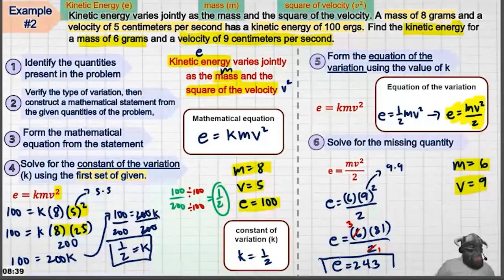Pag may velocity daw ba, palaging may square? Depende. Kapag nilagay lang velocity, V lang yon. Pero kapag sinabi dun sa mismong problem, square of velocity, V squared talaga siya. Lalagyan mo ng square. Depende sa statement dun sa problem. Yan. Even radius, kapag sinabing radius lang, R lang yon. Pero pag sinabi dun sa statement, square of its radius, R squared yon. So, it's always depend on the statement.